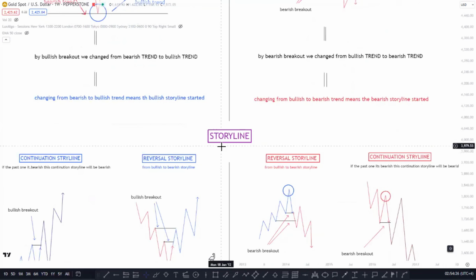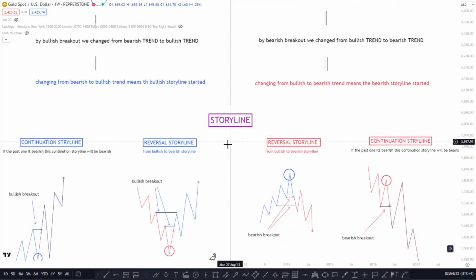We said before the storyline is identified by a breakout. But what is the storyline? The storyline is the journey the price takes from one fresh level to another. It begins and ends at these fresh levels.